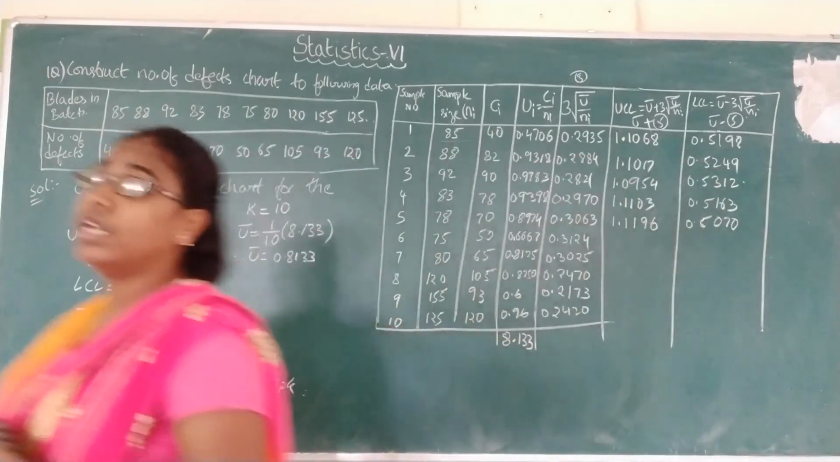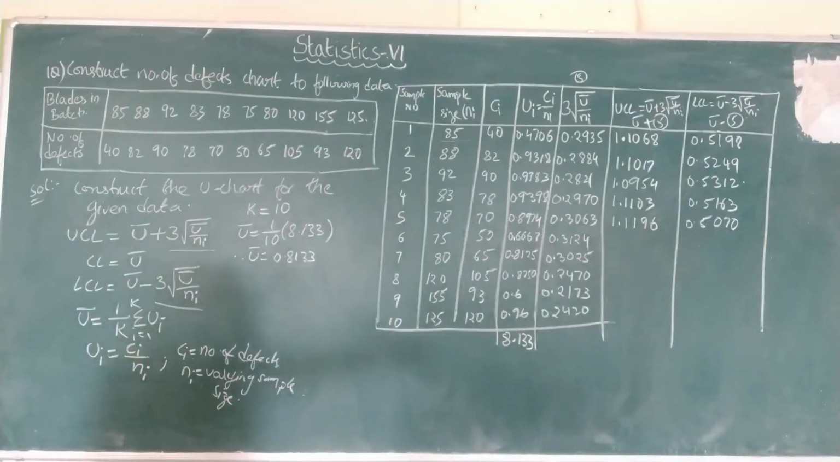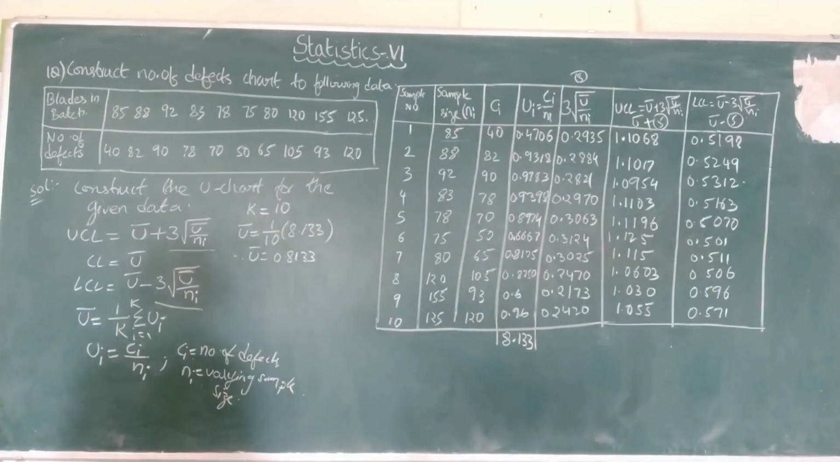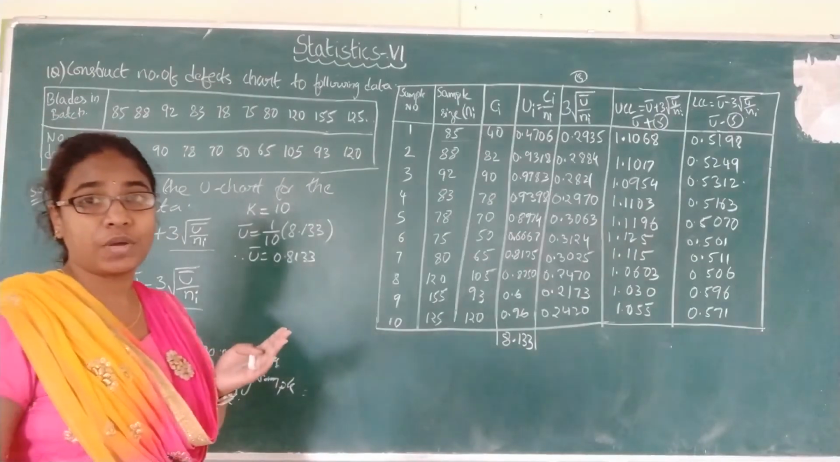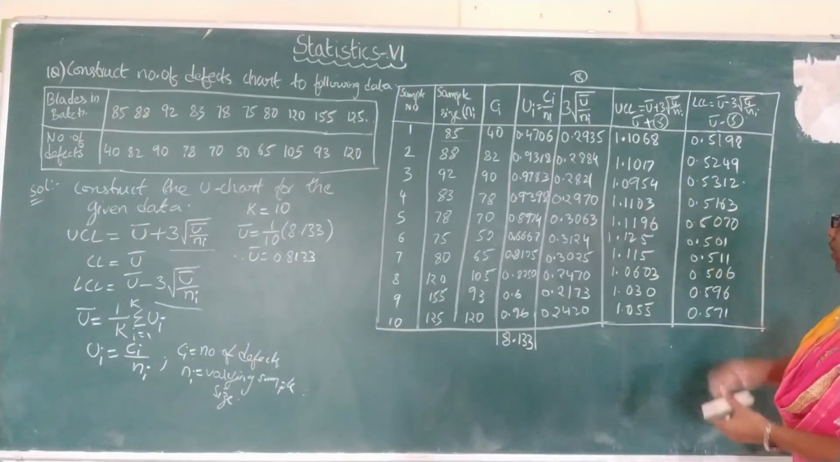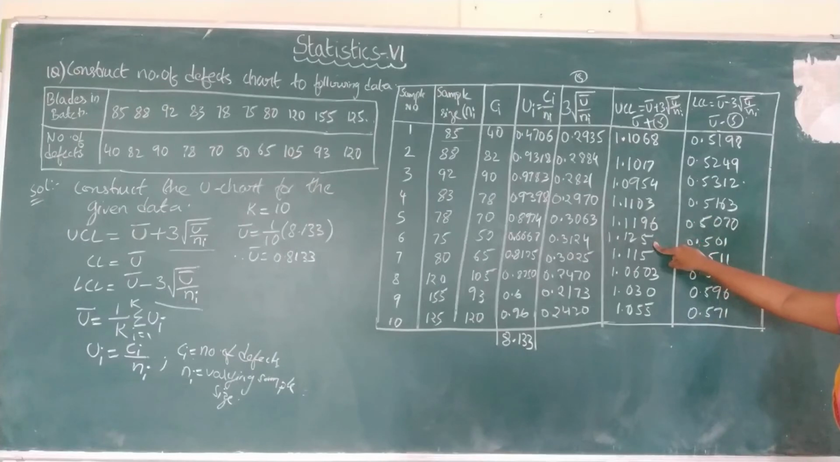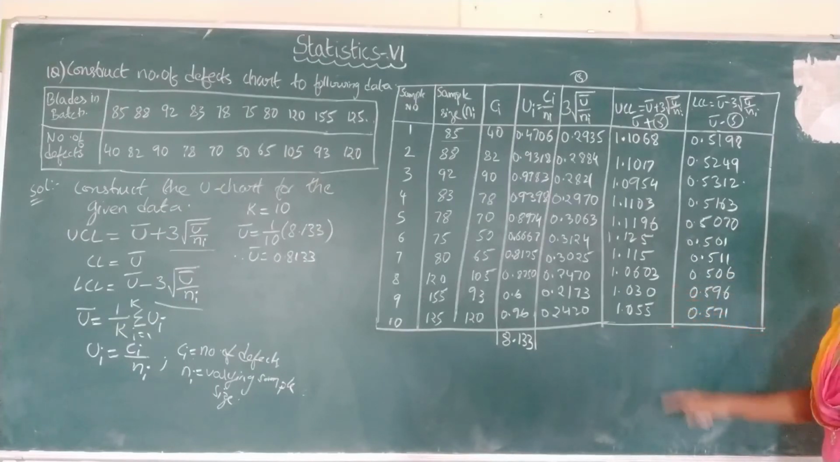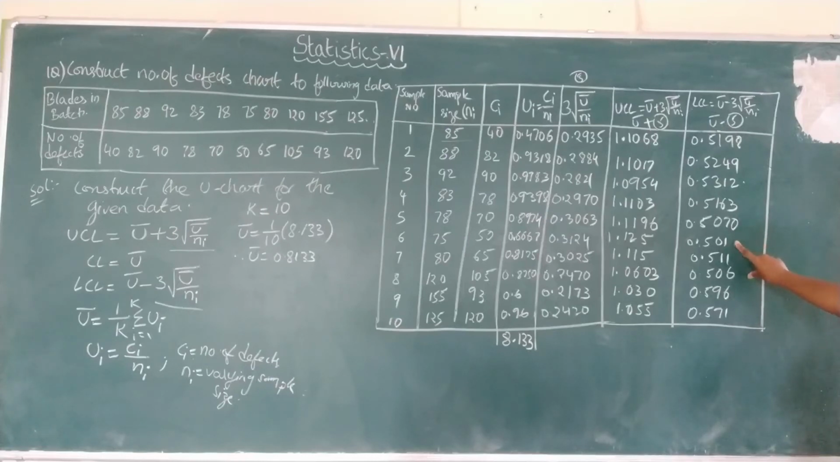Similarly you find out the remaining values also for the remaining rows. Now we got all the required UCL, LCL values. If you are not able to see, I'll once read out the values I have calculated. That is UCL value corresponding to sixth sample is 1.125, next 1.115, next 1.0603, next 1.030, 1.055. Next LCL values corresponding to sixth sample is 0.501, 0.511, 0.506, 0.596 and 0.571.